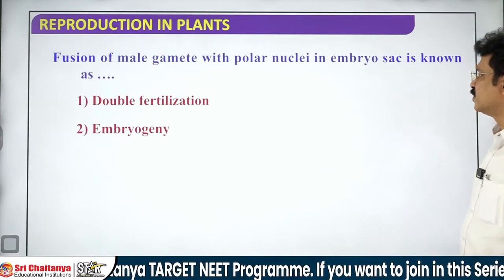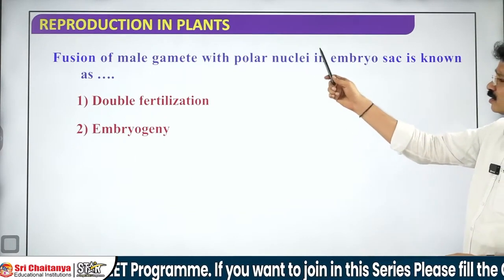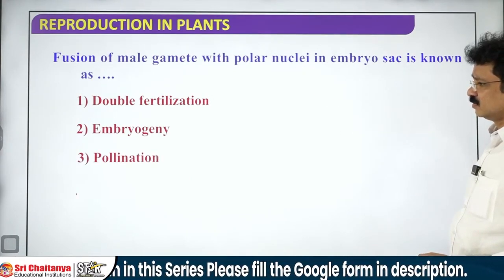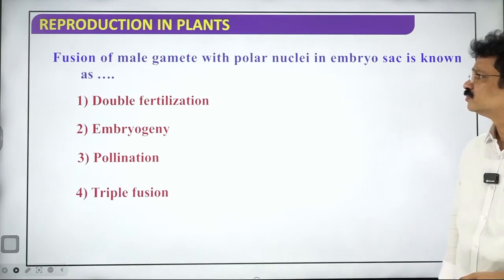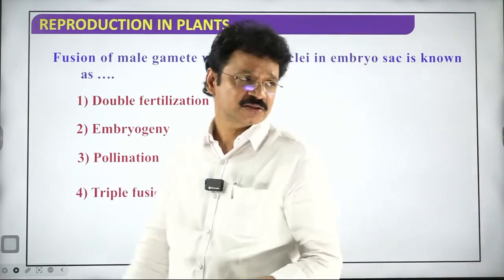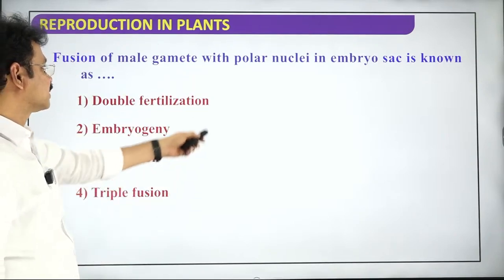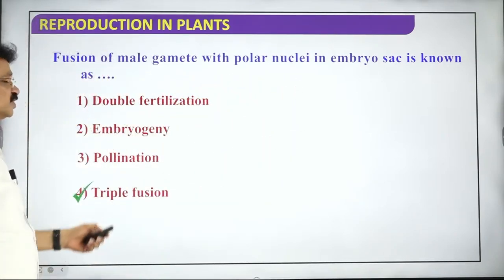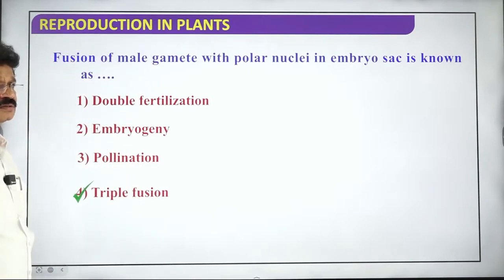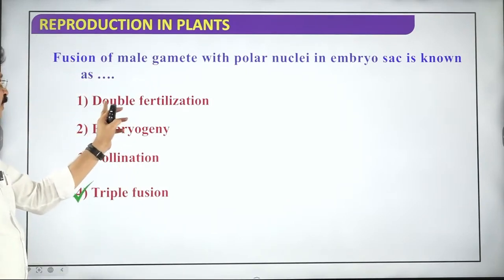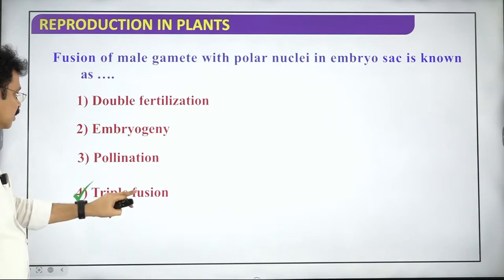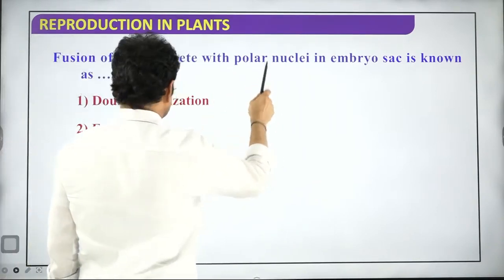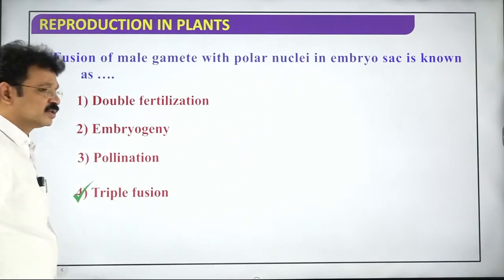Fusion of male gamete with polar nuclei. The fusion of one male gamete with the polar nuclei present in the central cell of an embryo sac is triple fusion. Double fertilization means both syngamy and triple fusion together. Since the polar nucleus is clearly mentioned, you have to go with triple fusion only.